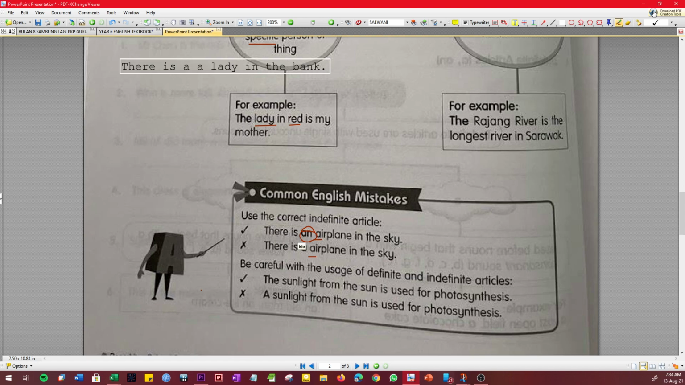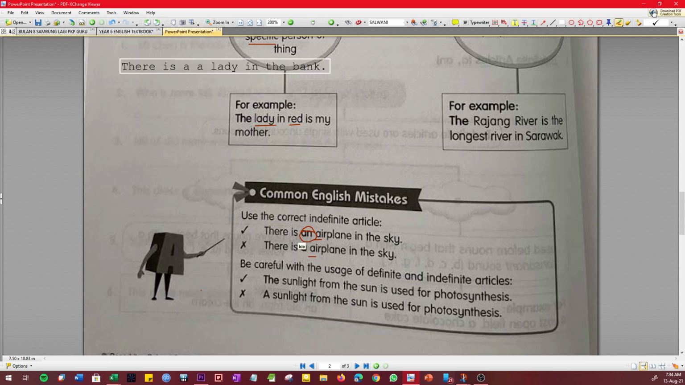Be careful with the usage of definite and indefinite articles. The sunlight from the sun is used for photosynthesis. Okay. So, the sunlight. Sebab, ada dua sebab. Specific and also fakta. Fakta. So, kenapa tak boleh a sunlight? Sebab a sunlight, maksudnya satu sunlight.